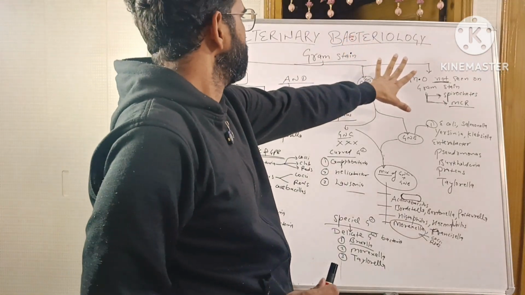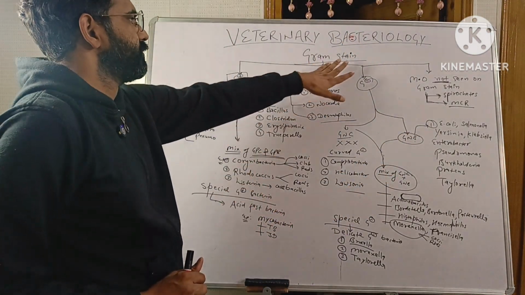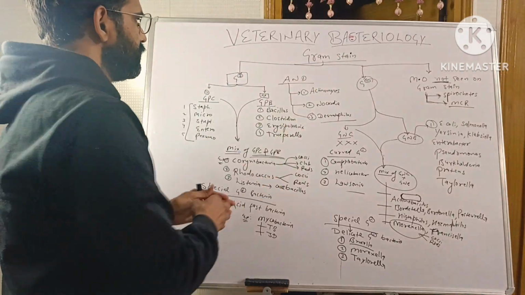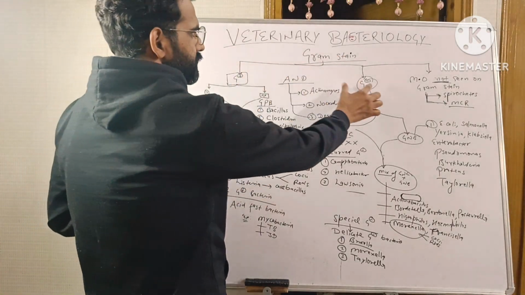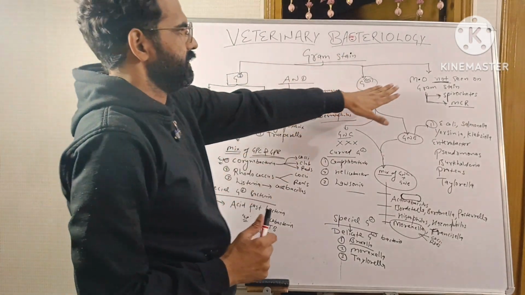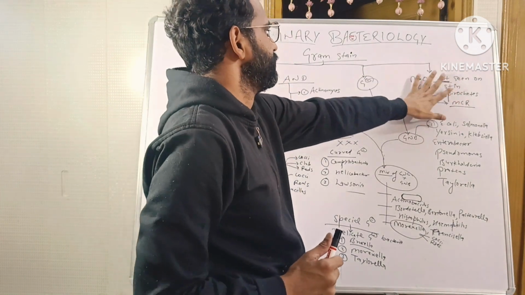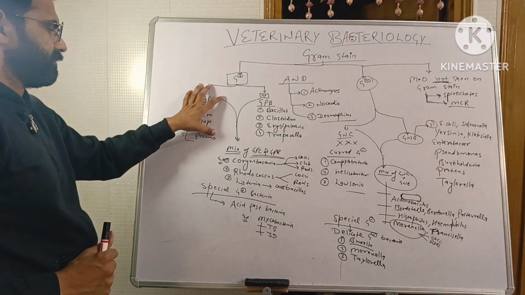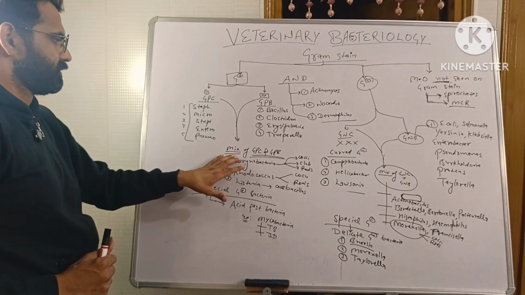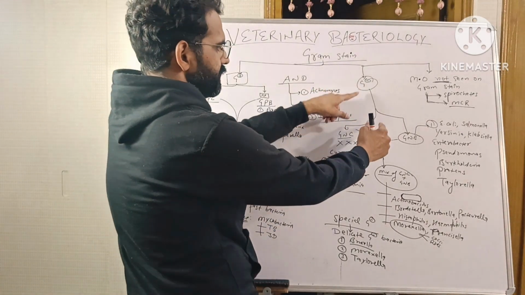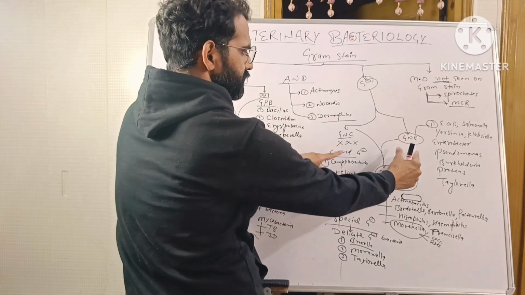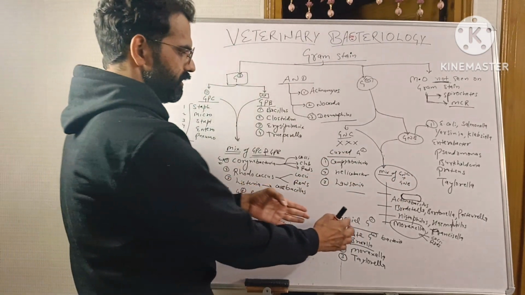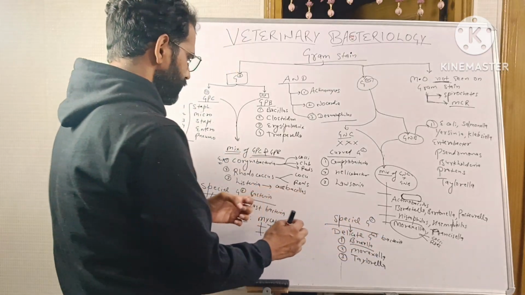So this is the classification of bacteria starting from the gram stain. Some are gram positive, some are gram negative. And there is one category which cannot be seen on gram stain. Gram positive may be rods, cocci and mixed. Similarly, gram negative may be curved, rods and mixed. Then we have special gram positive and here we have special gram negative.